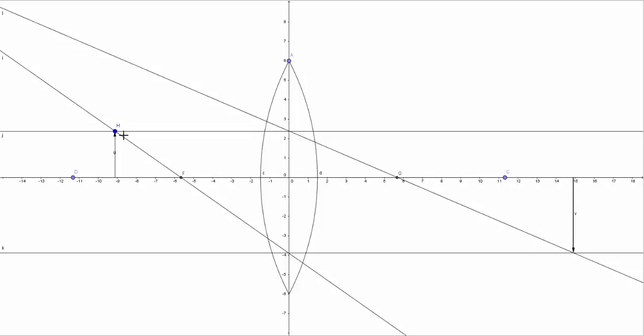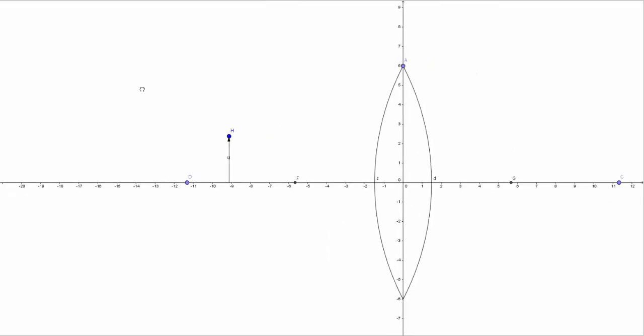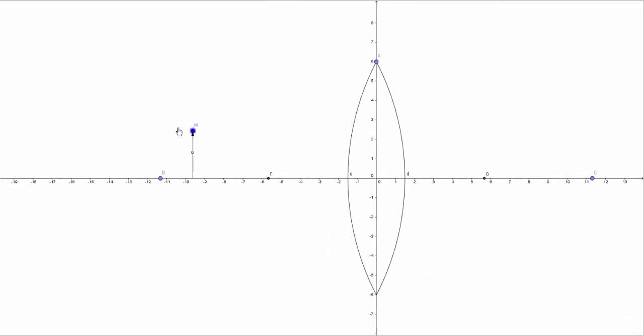Now what I want you to do is take this vector and look at your worksheet.